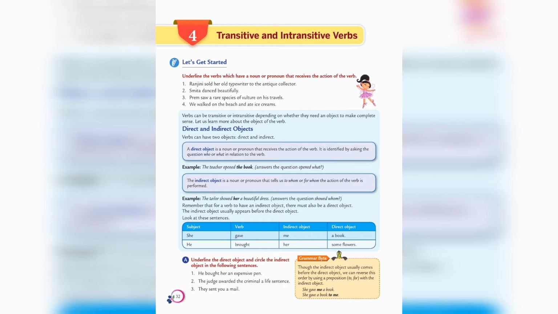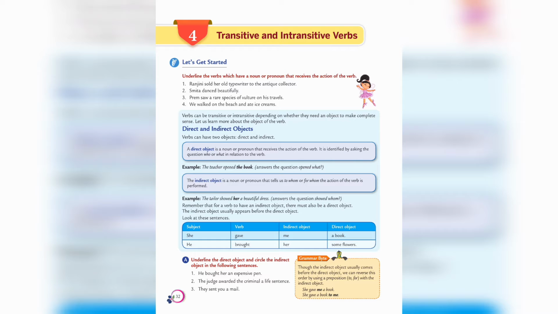Chapter 4. Transitive and Intransitive Verbs. Verbs can be transitive or intransitive depending on whether they need an object to make complete sense. Let us learn more about the object of the verb.